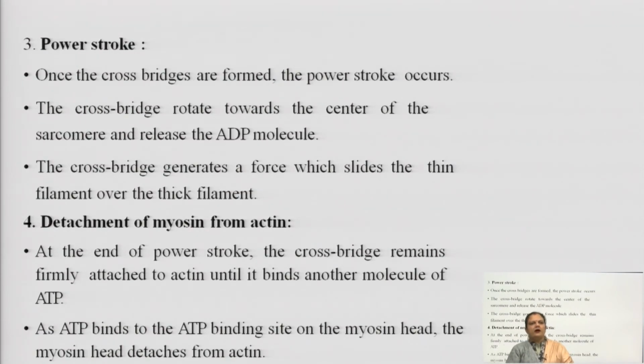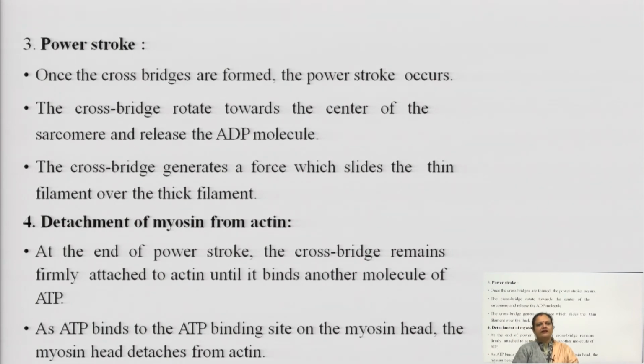In the third step, the power stroke, once the cross bridging occurs, the power stroke step is initiated. What occurs in this power stroke? The cross bridge changes its rotation, and this rotated complex moves towards the center of the sarcomere, and here again it releases the adenosine diphosphate molecule. The cross bridges generate a force, known as the power stroke, which finally slides the thin filament over the thick filament. As you have seen, beneath the thick filament there is a thin filament, so a force or energy is required to make this cross bridge like structure.